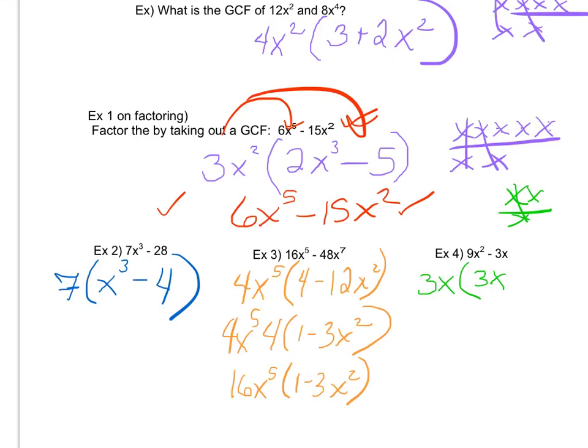Minus 3x divided by 3x is not nothing. They don't just cancel to be nothing. They cancel to be 1, since anything divided by itself is 1. I have to have that 1 there or my answer is incorrect.